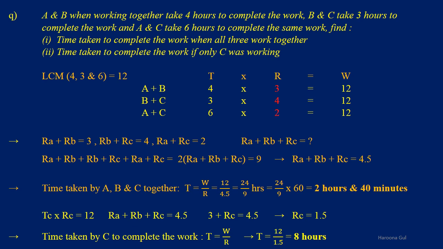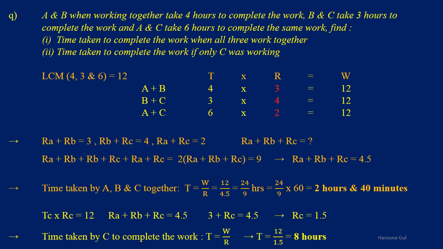Now, we will assume W, or the work done, to be the least common multiple, that is the LCM of 4, 3 and 6 hours, which is equal to 12. We assume the work done to be 12 units in each case, right? Now, this means that A and B complete 3 units of work per hour, B and C complete 4 units, and A and C together complete 2 units of work per hour.